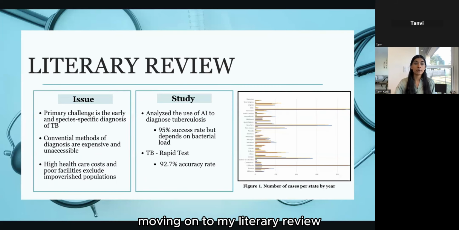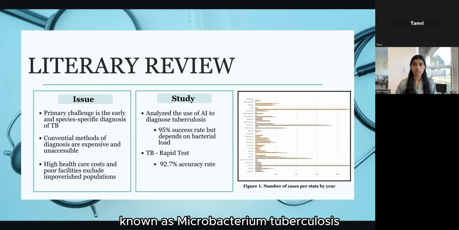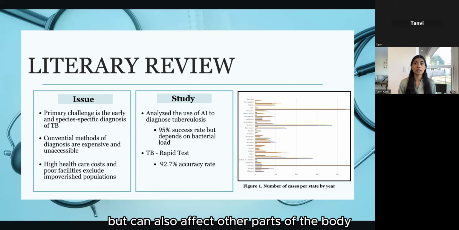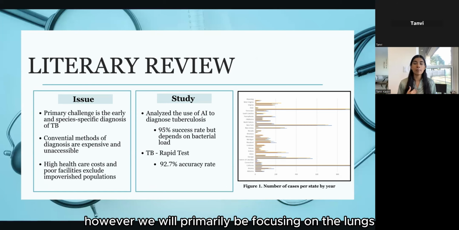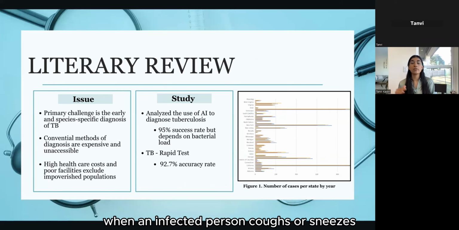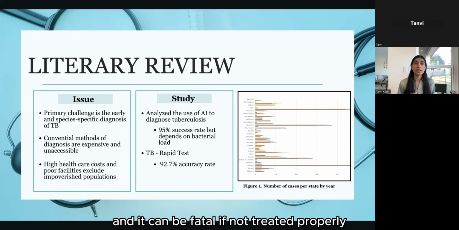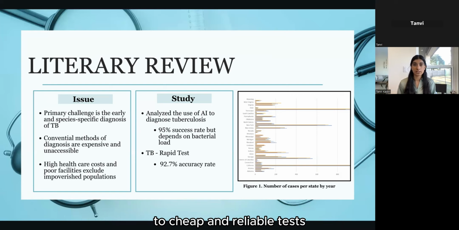Moving on to my literature review, TB is an infectious disease caused by bacteria known as Mycobacterium tuberculosis. It primarily affects the lungs, but can also affect other parts of the body, such as the kidneys, spine, and brain. However, we will primarily be focusing on the lungs. TB is spread through the air when an infected person coughs or sneezes, and it can be fatal if not treated properly. A primary issue with diagnosis is the lack of accessibility to cheap and reliable tests.